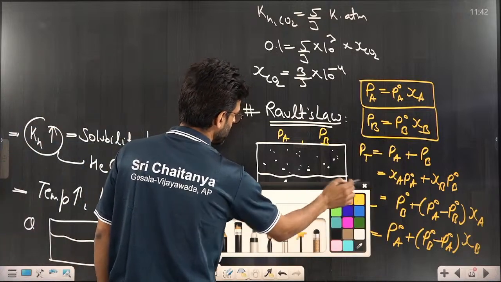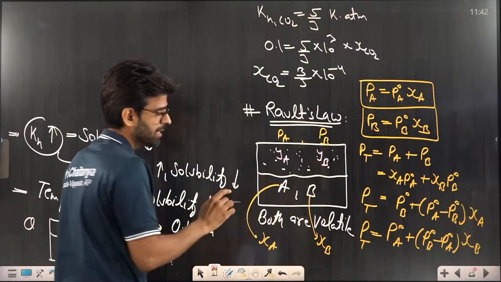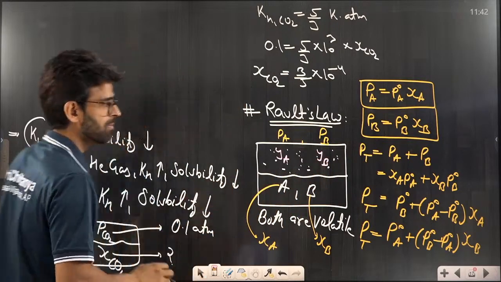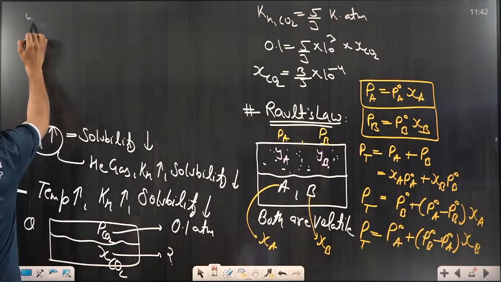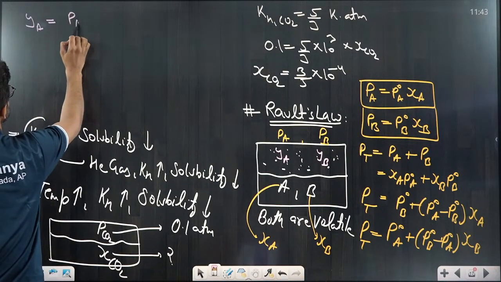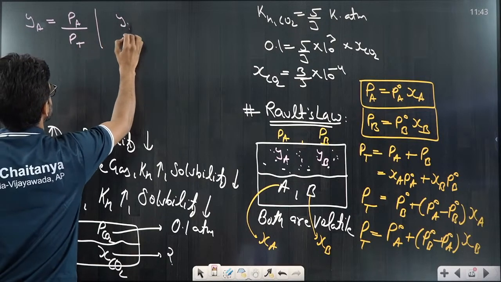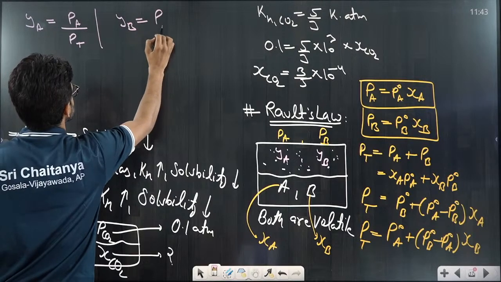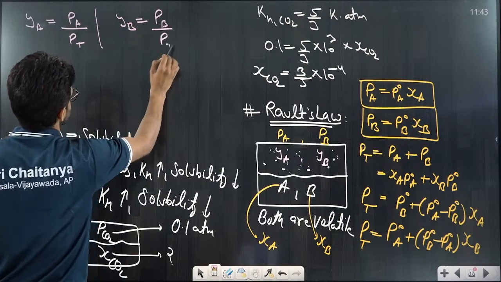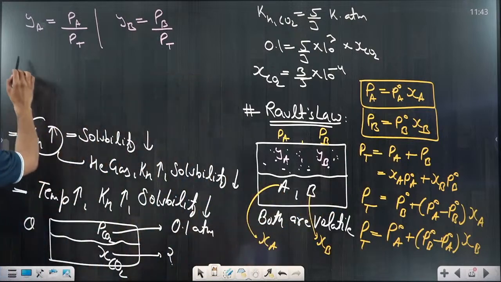The next thing is YA. In the vapor phase, YA and YB are the mole fractions of A and B. YA is PA by PT, and YB is PB by PT, right? That's it.